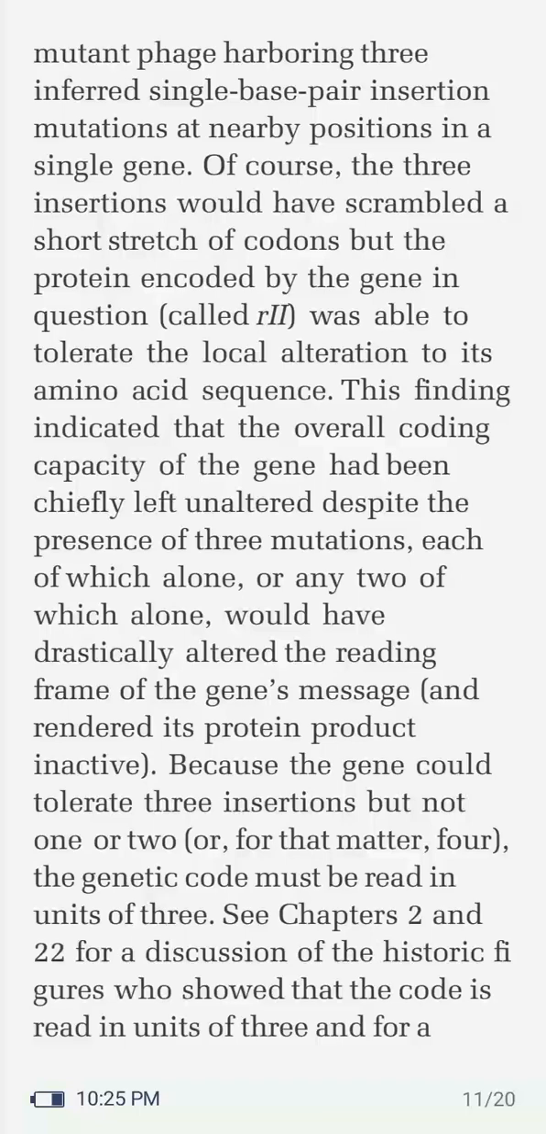This finding indicated that the overall coding capacity of the gene had been chiefly left unaltered despite the presence of three mutations, each of which alone or any two of which together would have drastically altered the reading frame of the gene's message and rendered its protein production inactive. Because the gene could tolerate three insertions but not one or two, or for that matter four, the genetic code must be read in units of three.